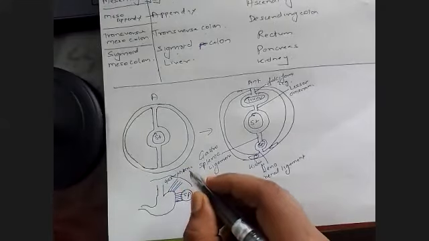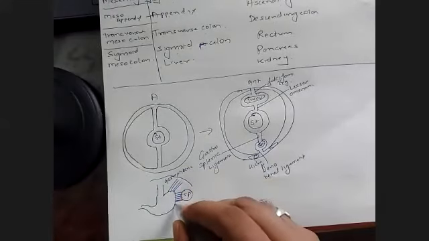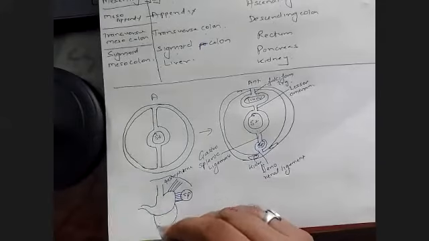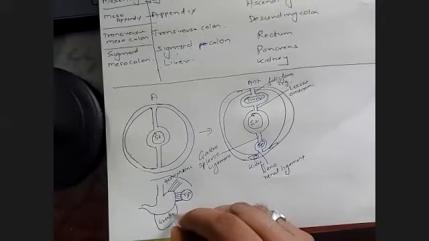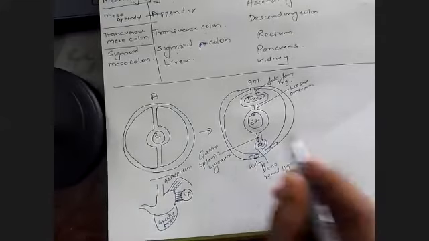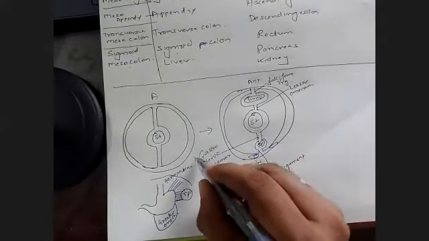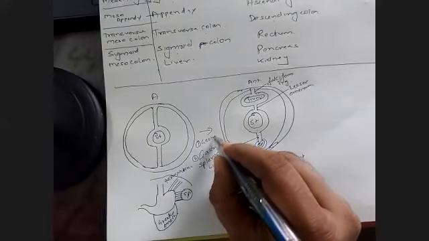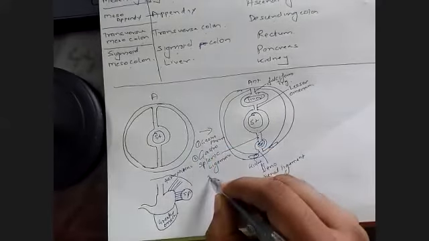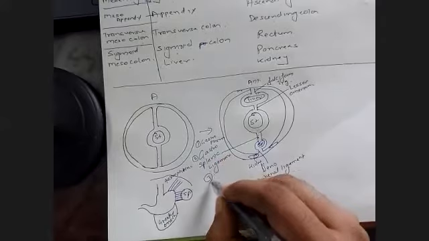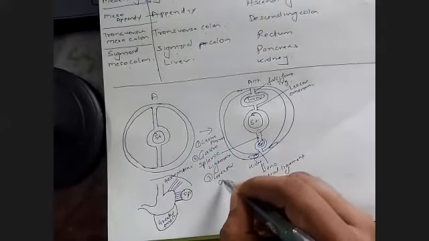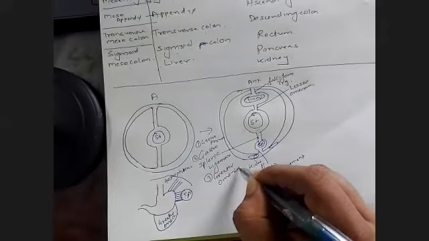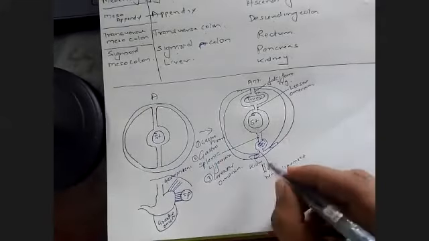Gastrophrenic ligament. And also going down like this is the greater omentum. That means from this portion, there are three things that are developing. One is gastrosplenic, another is gastrophrenic, and third is greater omentum.